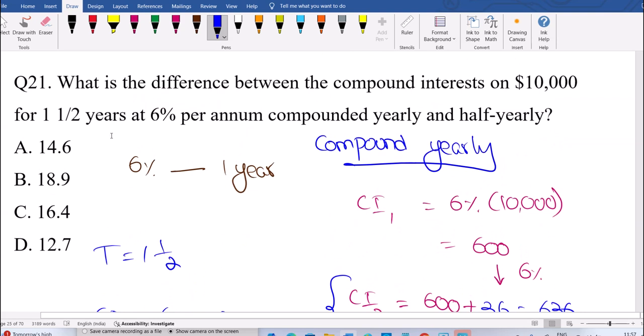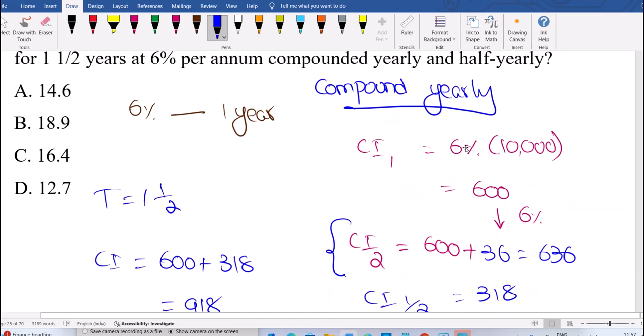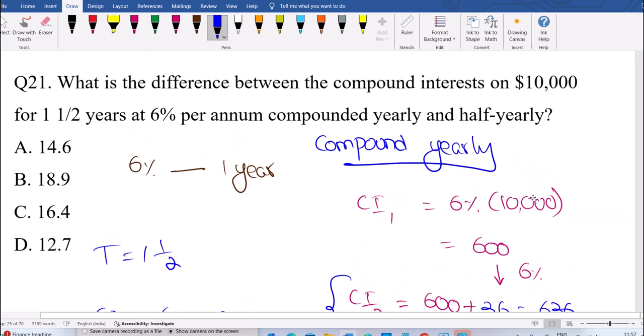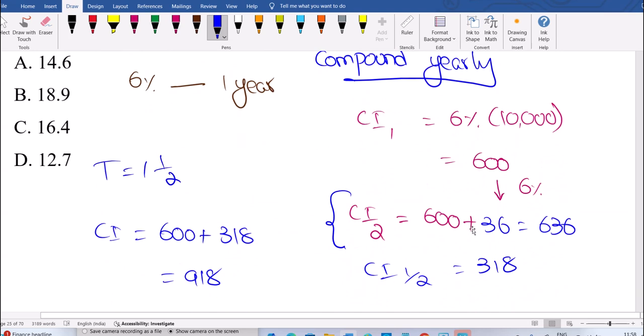Compound yearly, okay, rate of interest is 6% for 1 year. First 1 year I calculated, interest is calculated on principal. Principal is $10,000. 1% is 100, 6% means 600. For second year entire, but actually they are asking 1.5 year, I know, not full year. I taken for entire second year, the interest will be 600 plus 6% of that. 1% for 600 is 6, 6% means 36. We'll get 636. Half of the year only, I don't want full year. 1.5 year means second one half only required. For full year 636 means for half of the year 318. 600 plus 318, 918 is what compound yearly.